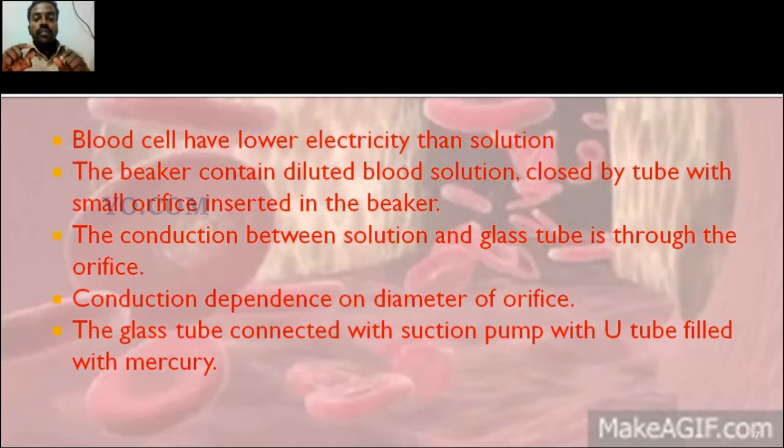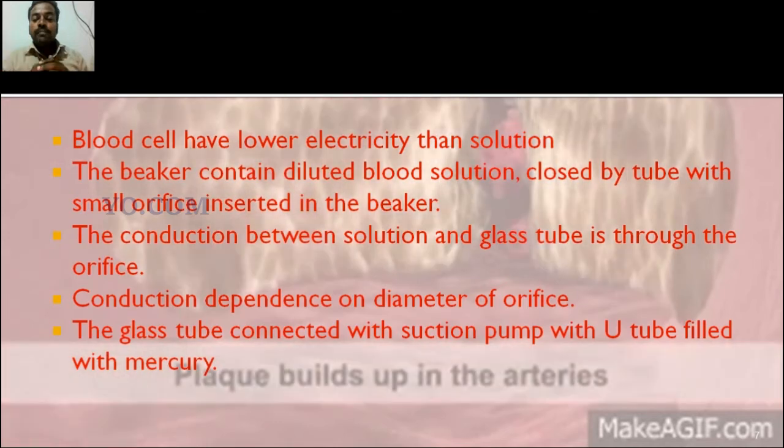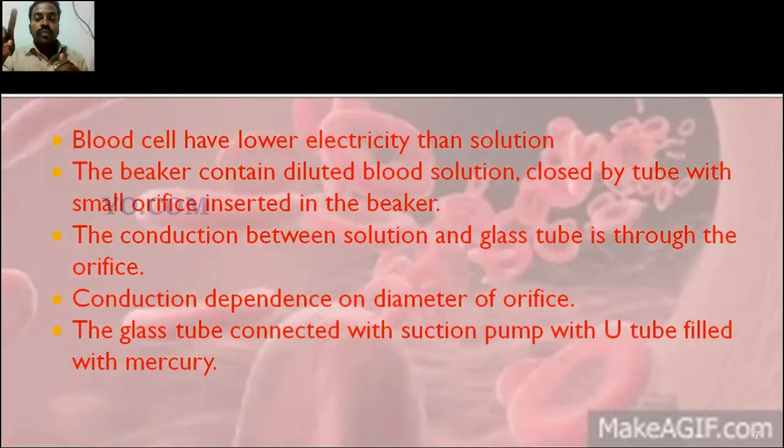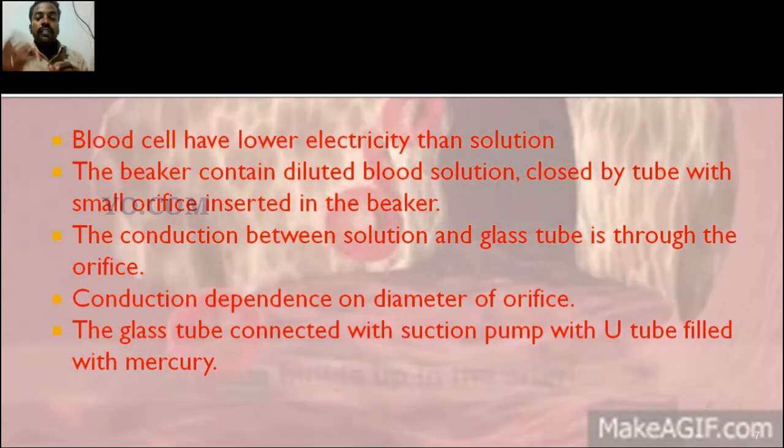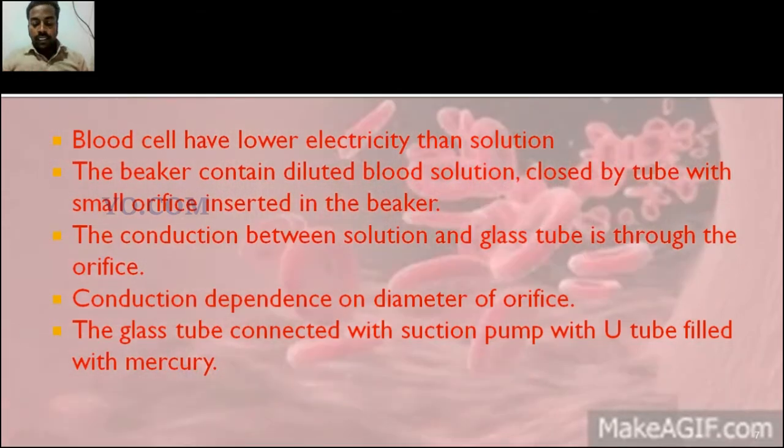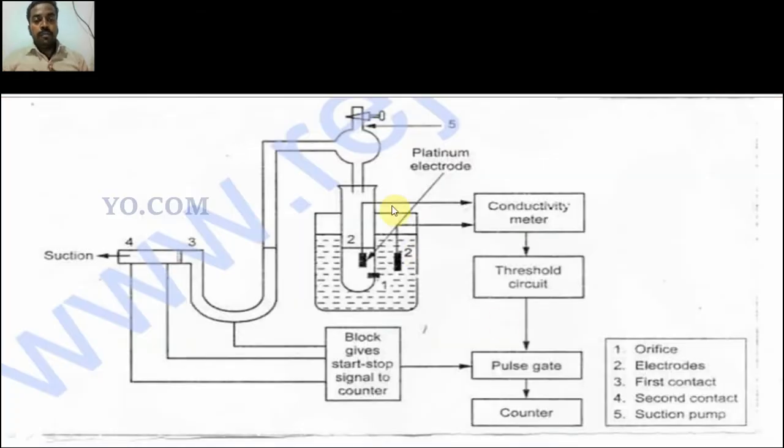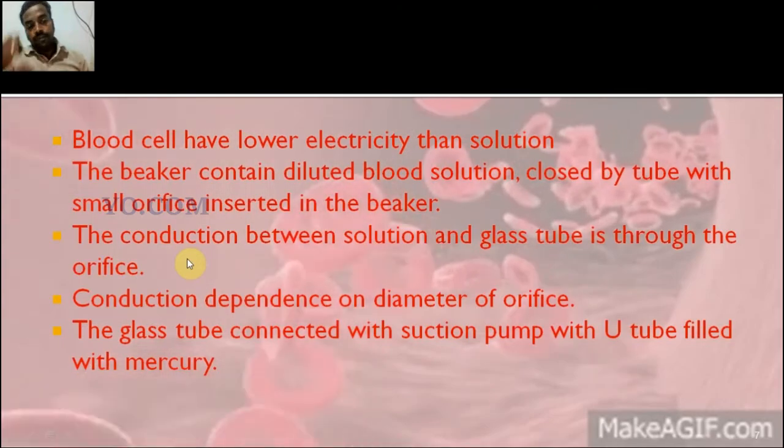The glass tube is connected to the suction pump with a U tube filled with some mercury. This is the suction pump, and this is the tube with mercury in U shape. The other end of the mercury tube is connected with two contacts, 3 and 4. According to these contacts, it will switch the gate on and off.